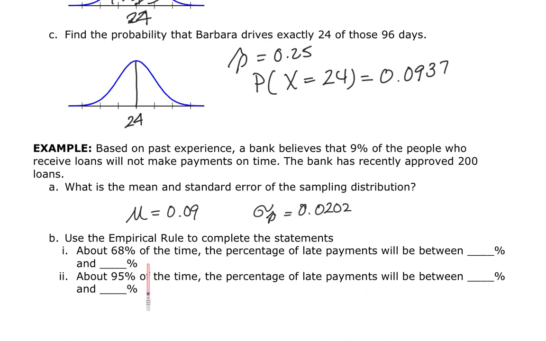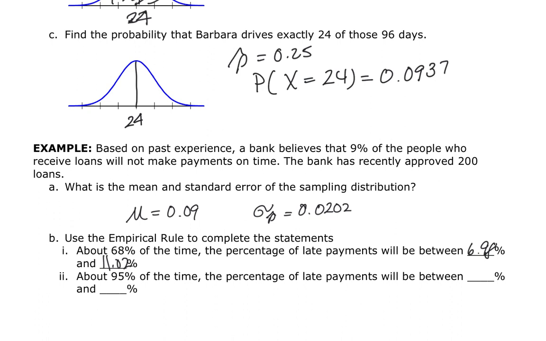Because I already have this in my calculator, I know that if I take 9% and subtract 2.02%, as a percent, not as a decimal, I'm going to get about 6.98 here. And then the upper bound would be 11.02%. So 68% of the time, the percentage of late payments will be between 6.98 and 11.02%.